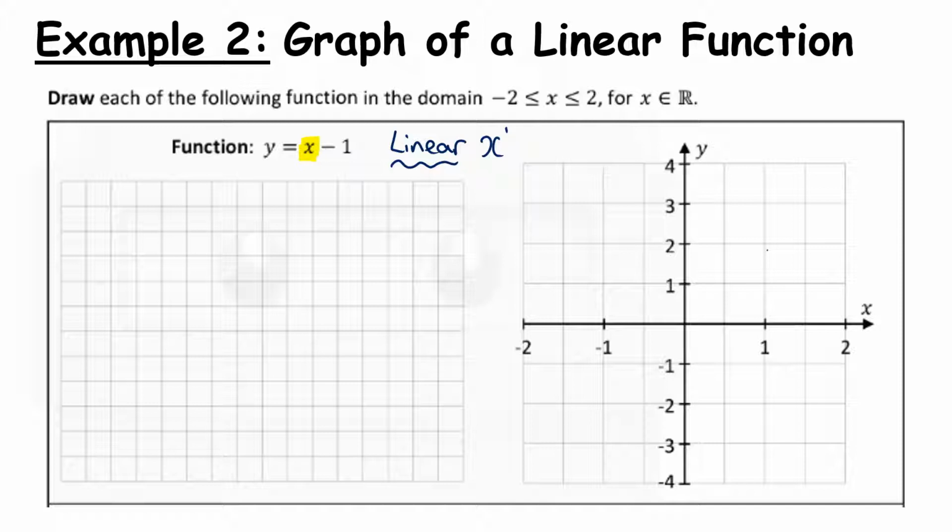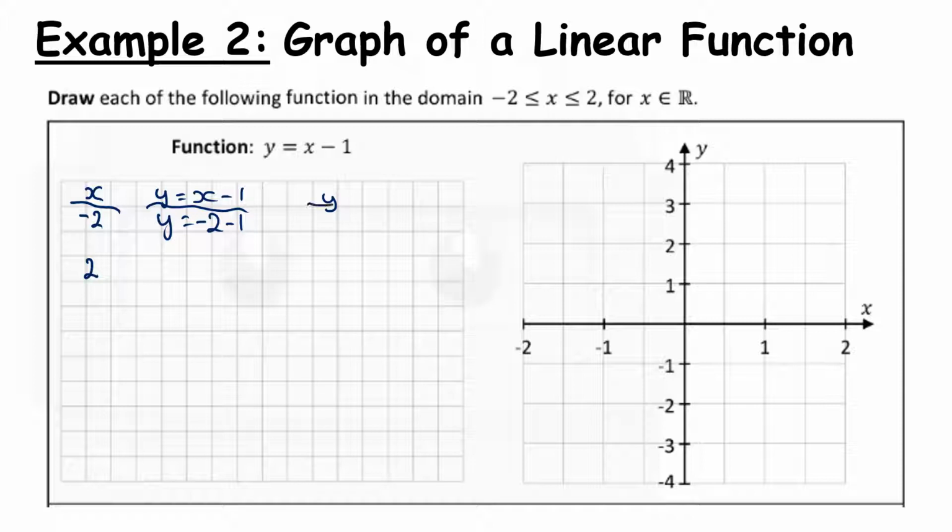So I'm going to create my table, but I'm only going to work with 2 points, and I'm going to work with both endpoints. We're going to start off with our x values here. So let's take when x is minus 2 and x is 2. Our function is y equals x minus 1. So y is equal to minus 2 minus 1. That will give me my y value here, which is minus 3. And the last thing I'm going to write is my point. So I get (minus 2, minus 3).